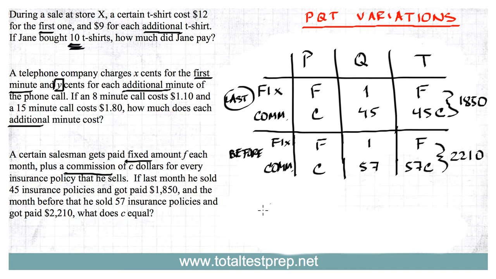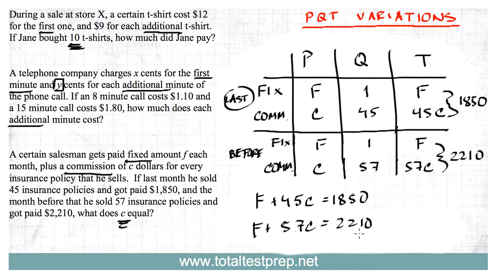I'll just set up the two equations, and then you can solve them because it's basic algebra after that. We have F plus 45C equals 1850, and we have F plus 57C equals 2210. And you can do the same thing to solve for C over here. That's what we're looking for. That I did in the previous example, where you stack the two equations and subtract, and then you'll isolate for C.